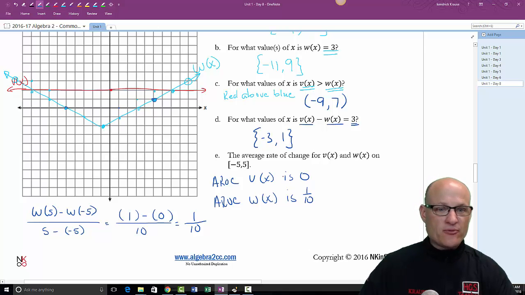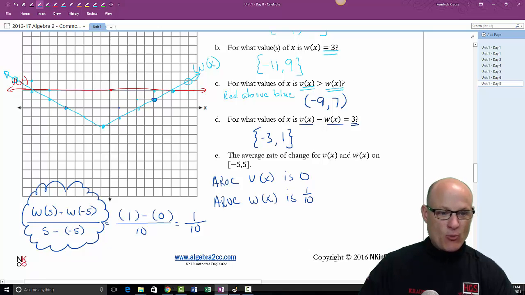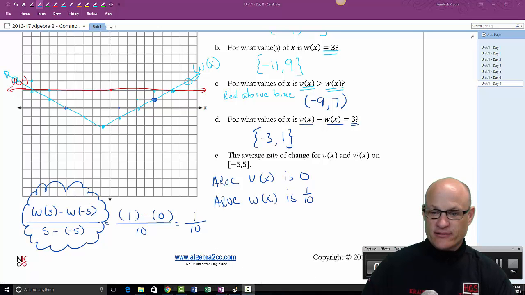For piecewise functions and any other type of function, you're going to have to use this formula right here, where you take the functional value at one point minus the functional value at the other point. That's what you got to do, kids. There it is. All right, I'll be back.